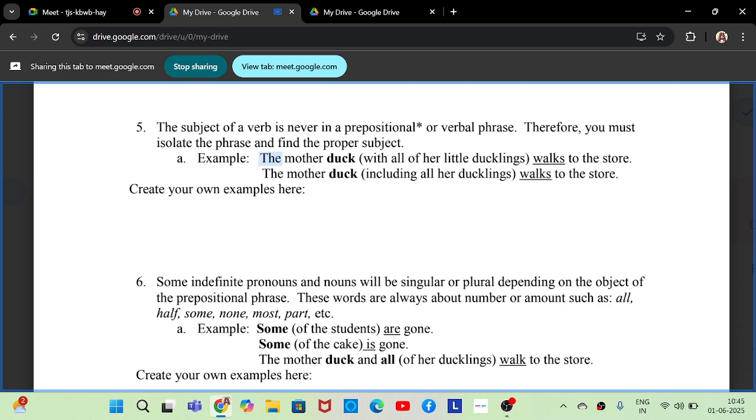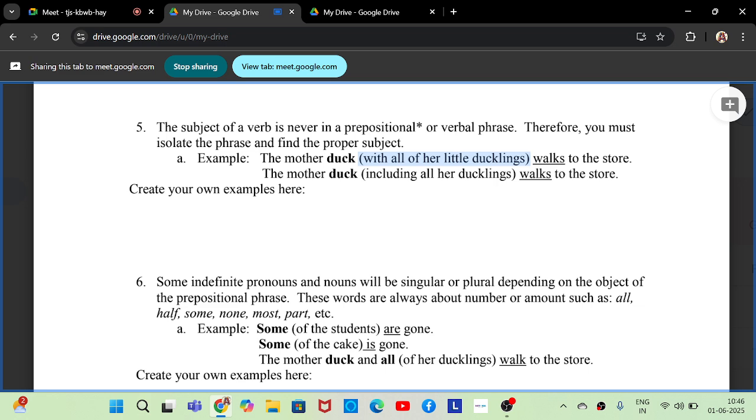For example, the mother duck with all of her little ducklings walks to the store. Here the mother duck is the subject, walks is the verb, to the store is the object. And what about the one in the bracket, with all of her little ducklings? This is the prepositional phrase. What is the preposition here? With is a preposition. So any phrase that begins with a preposition is called a prepositional phrase.